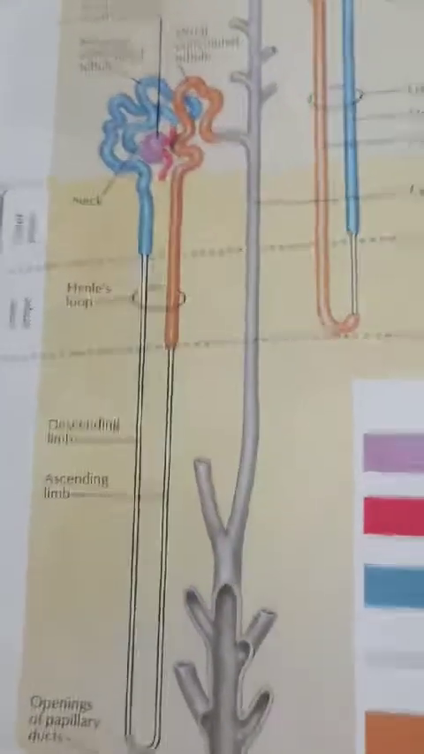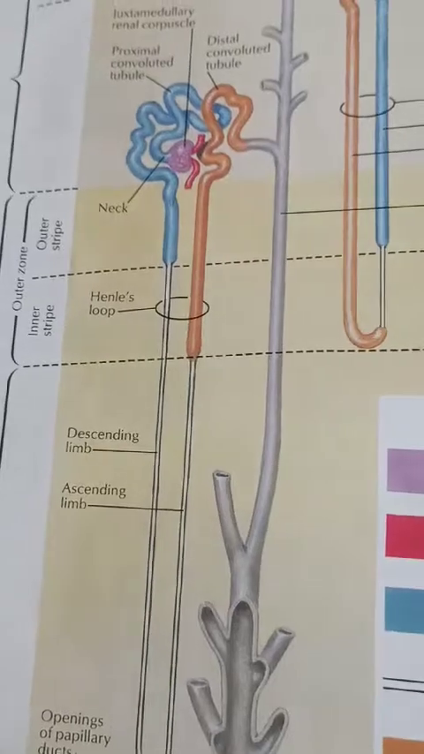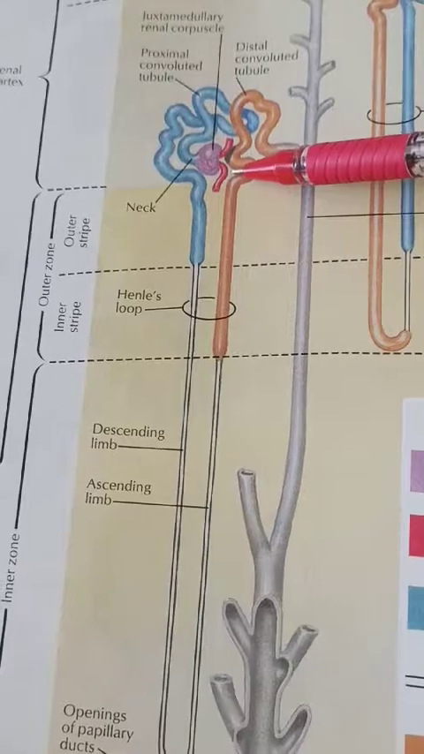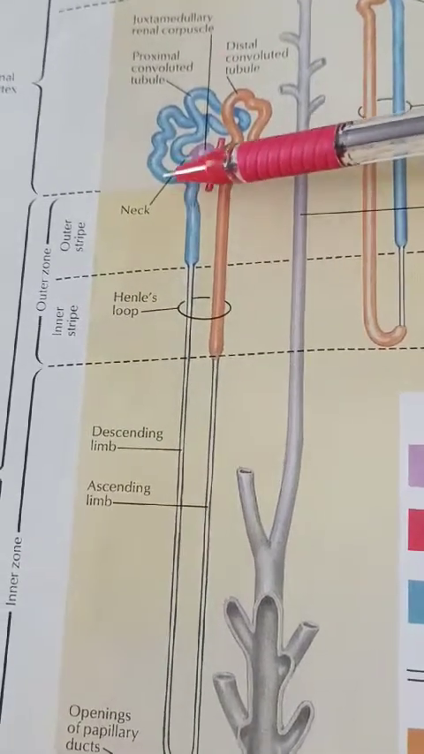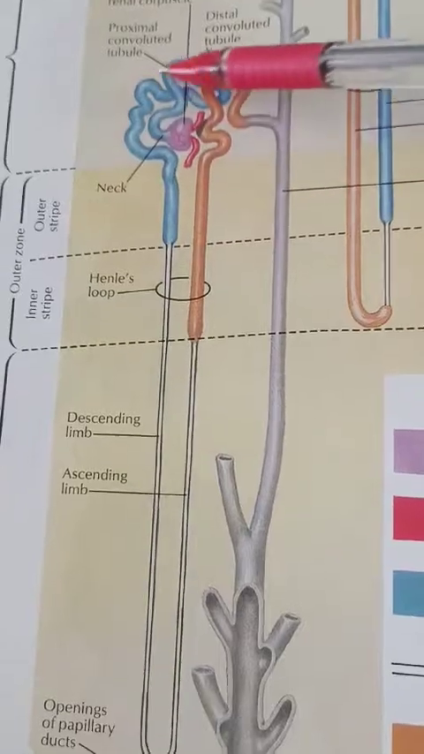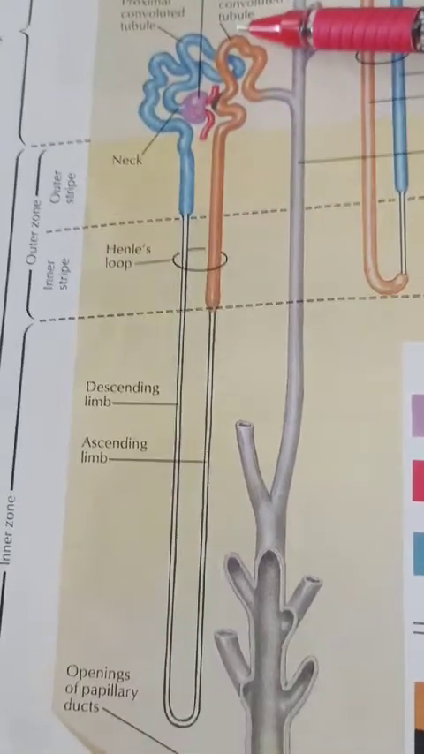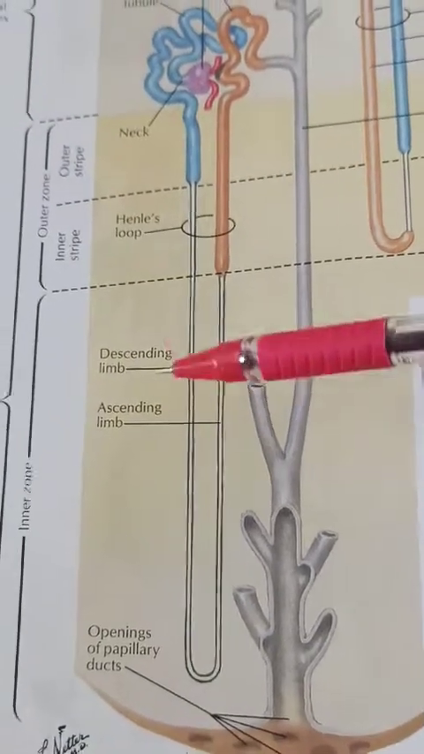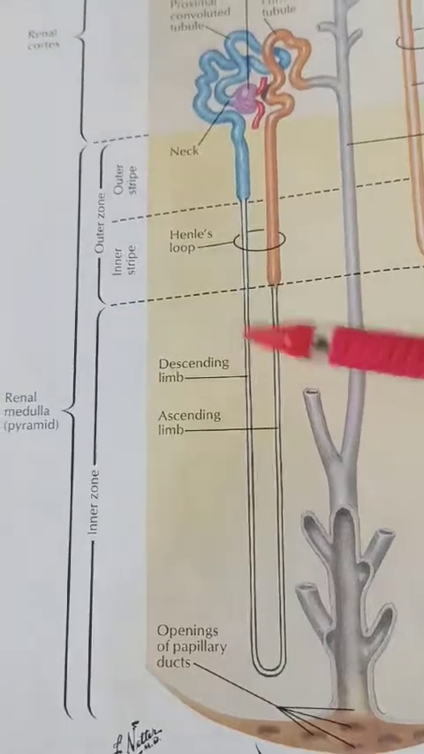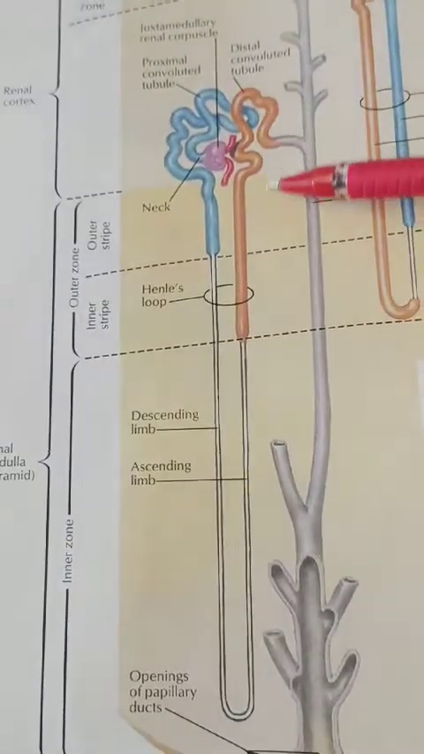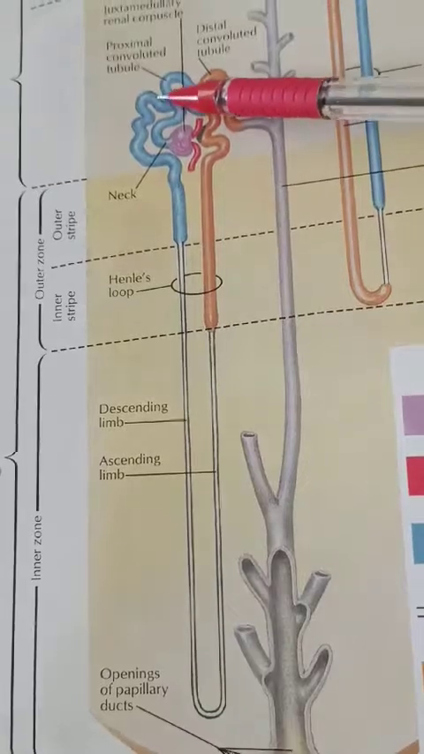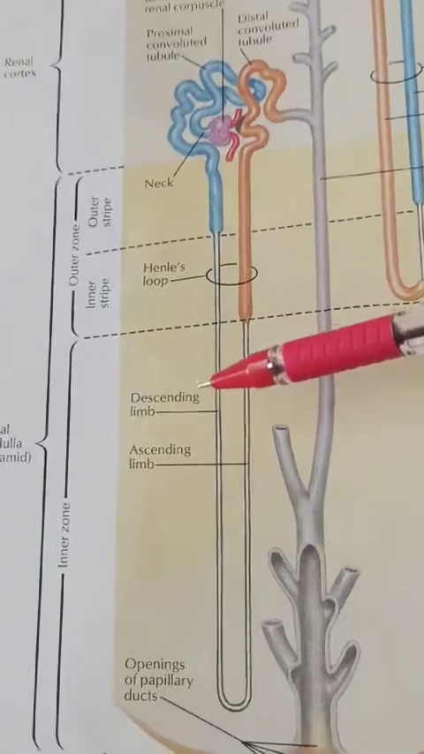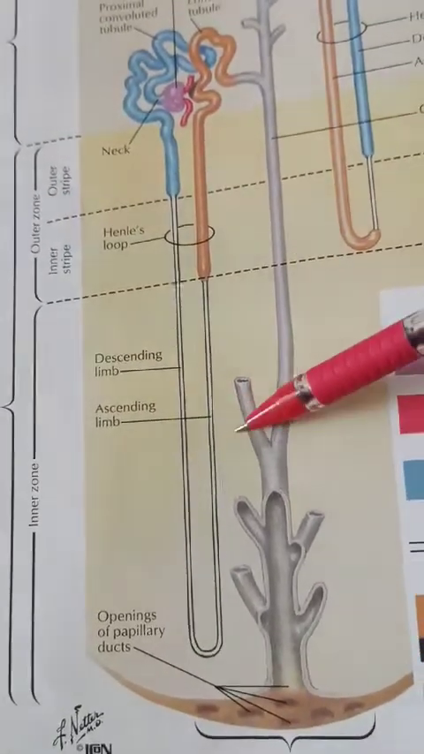Among these parts, the Bowman's capsule, proximal convoluted tubule, and distal convoluted tubule can be seen in the cortex. All these portions, up to here, we can see inside the cortex. The loop of Henle and the collecting duct can be seen in the medulla. So the cortex contains the Bowman's capsule, proximal convoluted tubule, and distal convoluted tubule, and the medulla contains the loop of Henle and collecting duct.